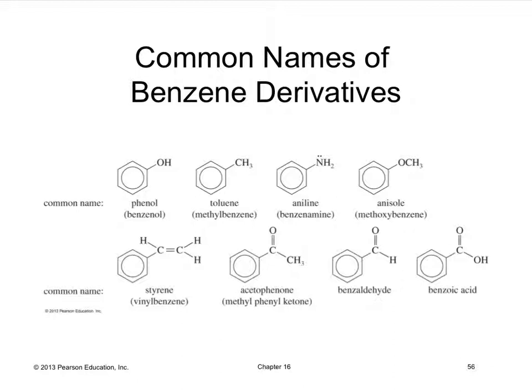There are common names for benzene derivatives. When you have an OH, instead of calling it hydroxybenzene or benzenol, it would be called a phenol. When it's a methyl group, toluene; NH2, aniline; and OCH3, anisole. Here, when it's a double bond, this is styrene. When it's a ketone, acetophenone; aldehyde, benzaldehyde; acid, benzoic acid.